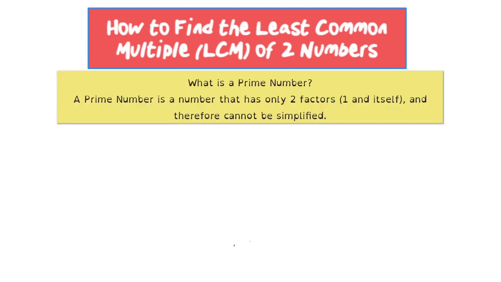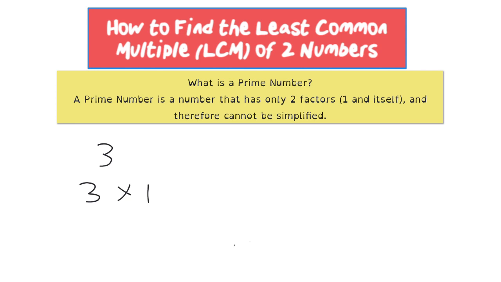So if we're going to be breaking numbers down into prime numbers, first of all, we need to understand what a prime number is. So what is a prime number? A prime number is a number that has only two factors, one and itself, and therefore cannot be simplified. Let's take, for example, the number 3. The only numbers that I can multiply together to get 3 are 3 times 1. And so therefore 3 is a prime number.